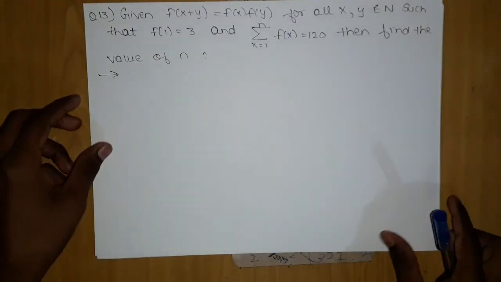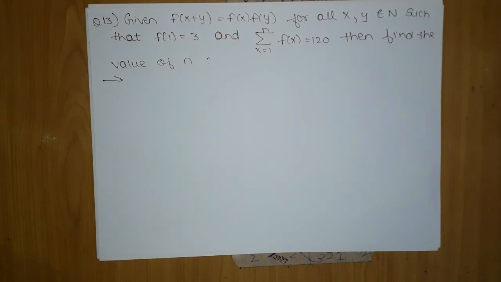Now we are going to move on to question number 13. The question says, given f of x plus y is equal to f of x into f of y for all x, y belonging to N, such that f of 1 is equal to 3 and summation x equals 1 to n of f of x is equal to 120, then find the value of n.